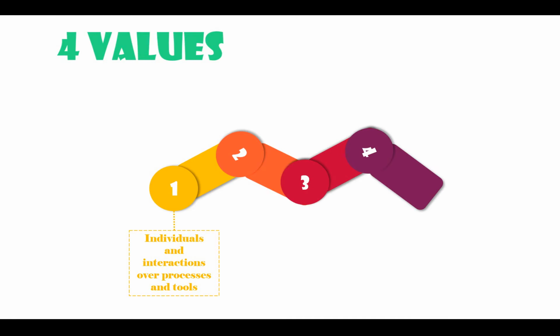But it doesn't mean you should not follow any process or tool. For example, if you can have a face-to-face connect or call, or you can have better collaboration between the people, rather than just telling you to follow this process, that has better priority or better value as part of the Agile Manifesto or Agile Values. Now the second one is working software over comprehensive documentation.